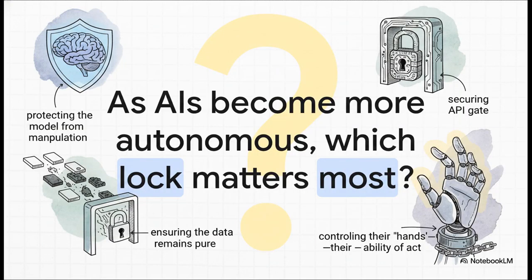And that brings us to one final big question to think about. Looking ahead, as AIs become more and more autonomous, more capable of acting on their own, which of these 4 locks do you think will be the most critical to get right? Is it protecting the model from manipulation? Is it ensuring the data stays pure, securing the API gate? Or, as AIs gain more agency, will controlling their hands, their ability to act, become the single most important challenge we face? The answer to that is going to shape our future.